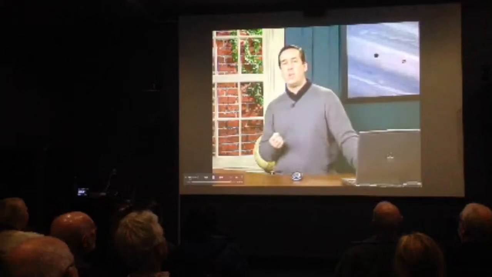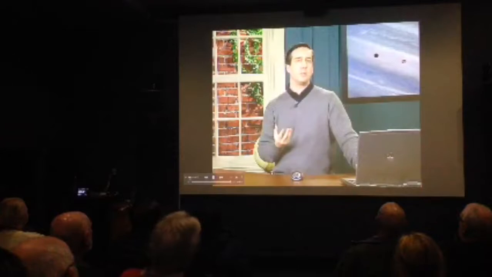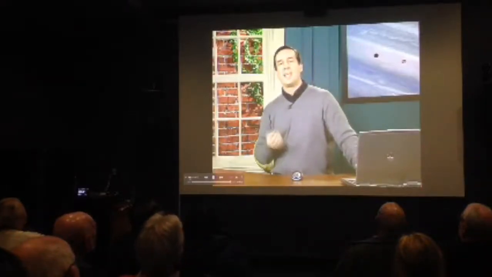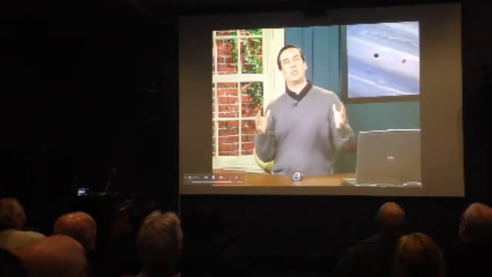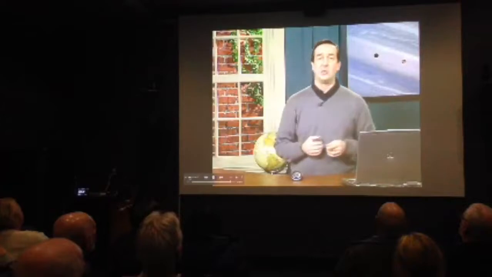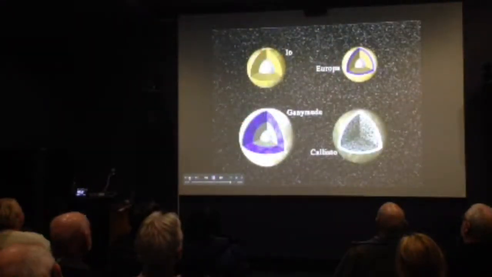Now, Europa and Callisto have only tiny magnetic fields. They're really not intrinsic to the body themselves. They're more a response to Jupiter's magnetic field. Ganymede, however, has a thick ocean layer and has a significant internal magnetic field.